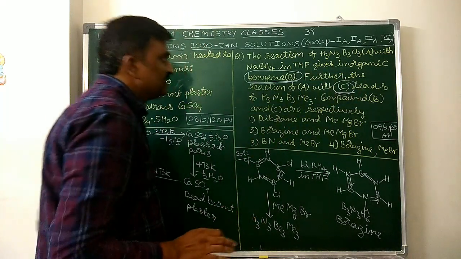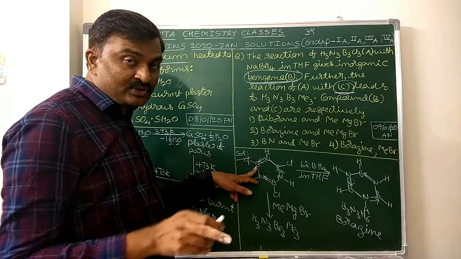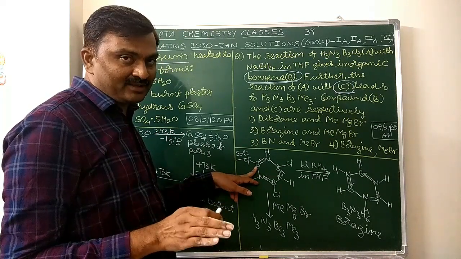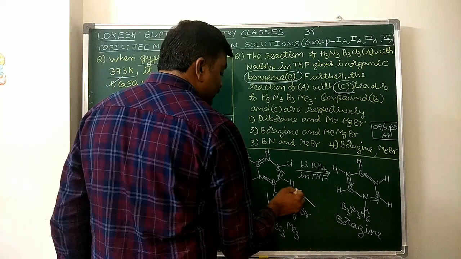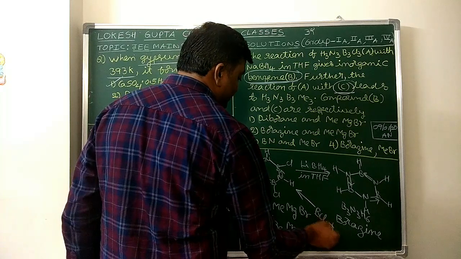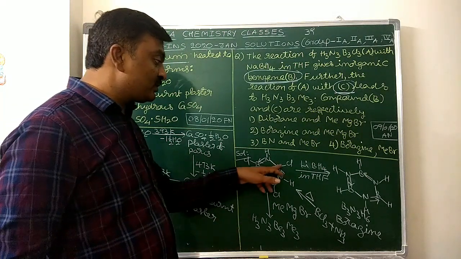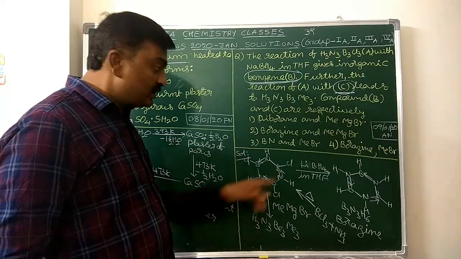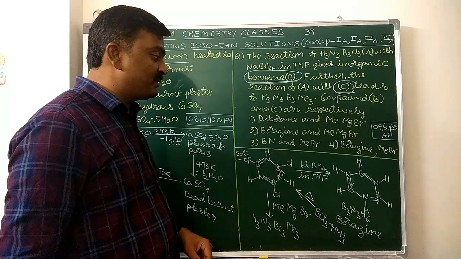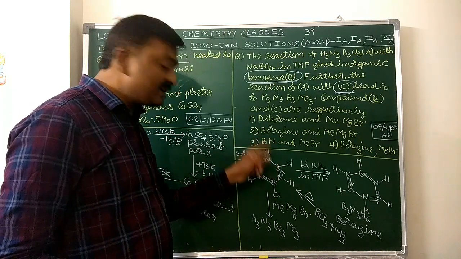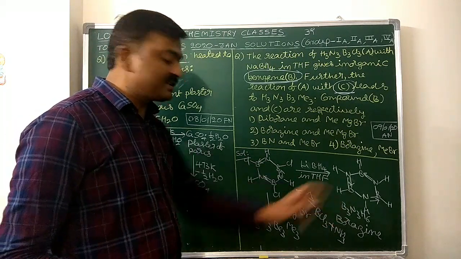See, it is B3N3H3Cl3. Those chlorines will be at boron, not at nitrogen. Why? Because it is formed when BCl3 is heated with ammonia. So that is why the chlorines will be at boron. Now this chlorine has a negative charge. In the reaction with LiBH4, this Cl minus gets substituted with the nucleophile H minus. Then you will get B3N3H6.